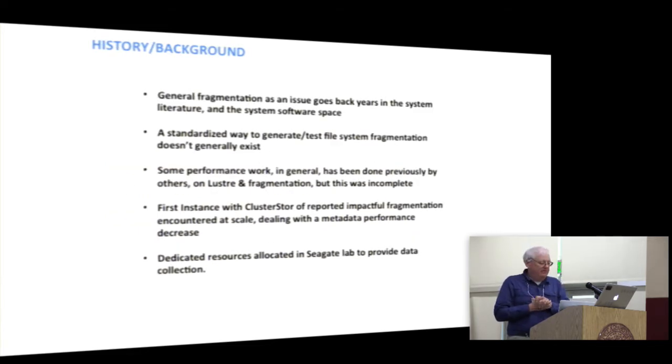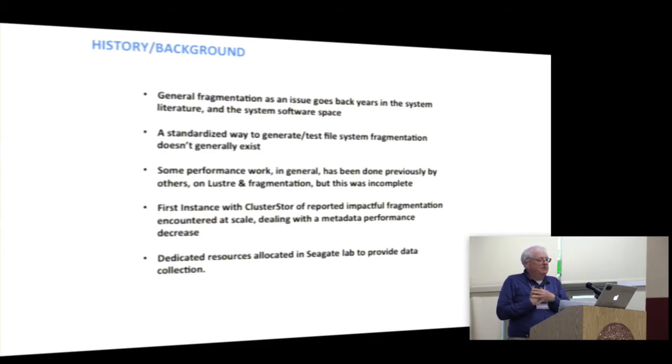So a little history and background. Fragmentation as an issue goes way back. If you look at the file systems literature from computer science, I've got papers that go back to the late 80s, early 90s, discussing file system fragmentation. Despite some of the work that's been done in the past, a standardized way to generate test file system fragmentation doesn't generally exist today. We've been trying to work that at Seagate in Fremont in our lab. There has been some previous performance work done with fragmentation in Lustre. Those folks, I won't go into the details, but some of the work that's been done has been relatively incomplete. So it's not been an effective way of doing modeling.